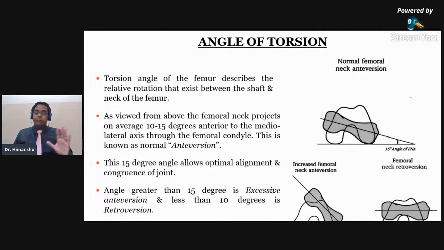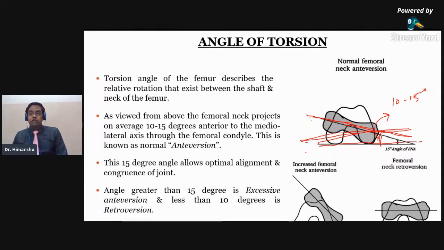Physiologically, there is some amount of antiversion present in the femoral shaft, that is, an angle of torsion between the neck and shaft of the femur. That angle is about 15 degrees. When I see it superiorly, the line that crosses the mid part of the head and neck of the femur, and the angle it makes with the horizontal, is known as the angle of torsion. The normal value is between 10 to 15 degrees. This is called the physiological antiversion or normal antiversion.